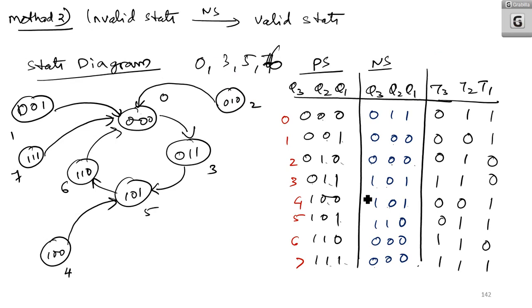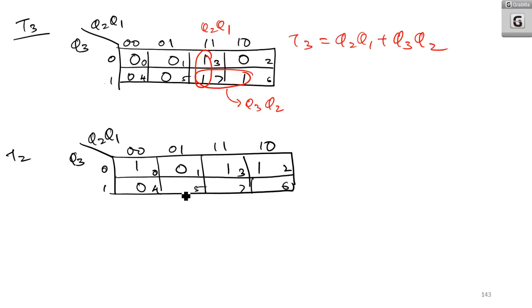Then coming into 4, 5, 6, 7, it is 0, double 1, 0. Okay. Now how can I club? That is the next question.